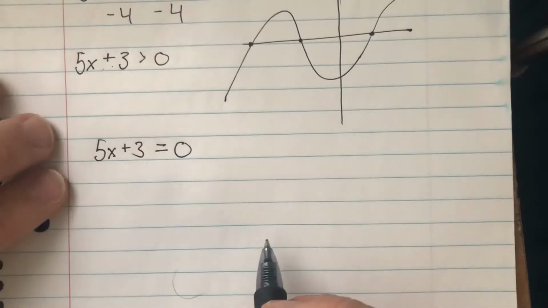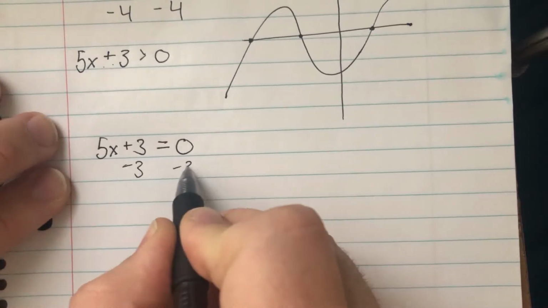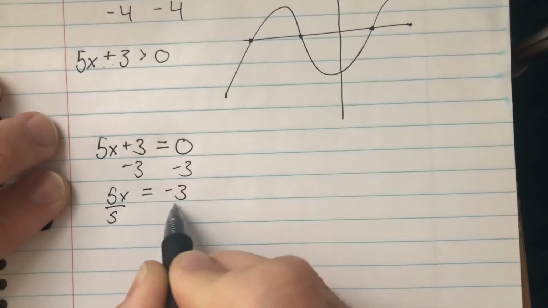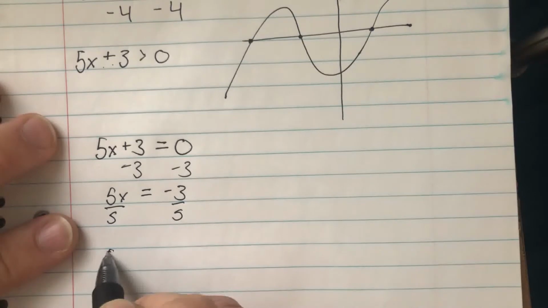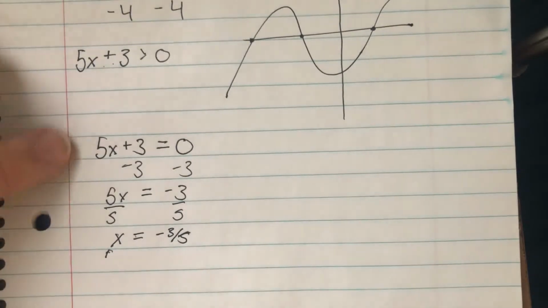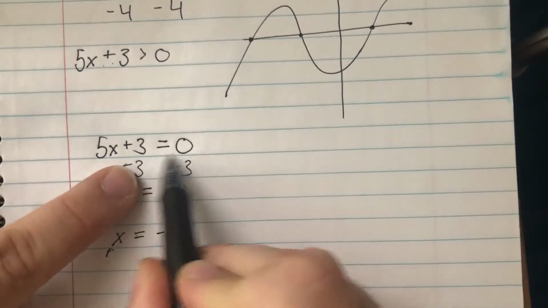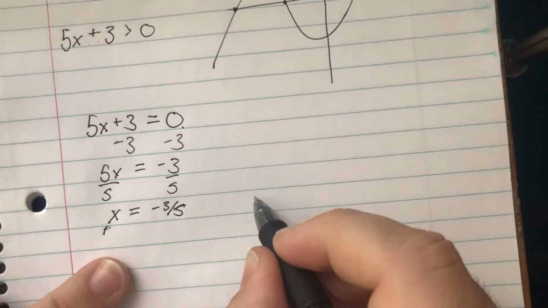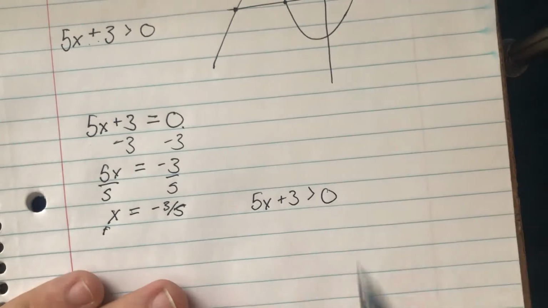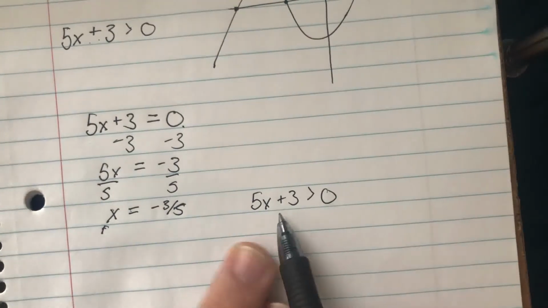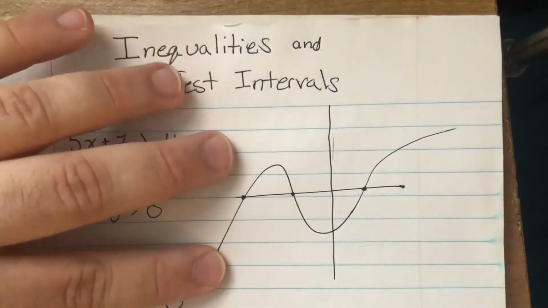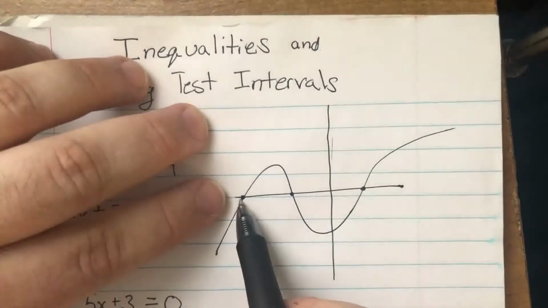So we can do that by just doing some algebra. We get 5x is equal to negative 3, divided by 5, divided by 5. We get x is equal to negative 3 over 5. So that is the case when 5x plus 3 is equal to 0. We want to find the spots where 5x plus 3 is greater than 0. So we know the only time the function changes position between being greater than or less than 0 is at these 0 points.